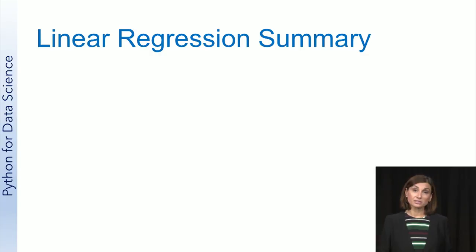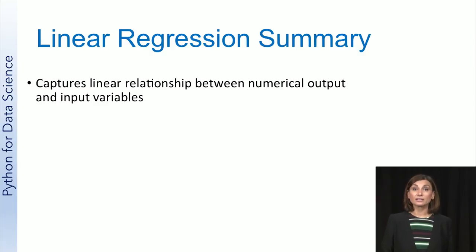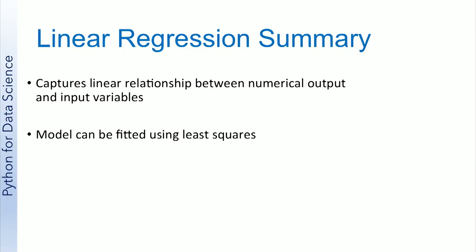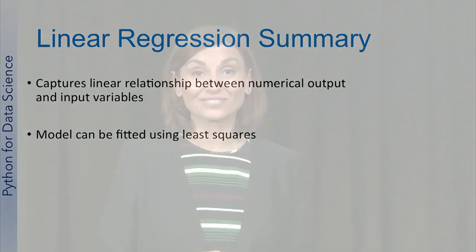To summarize, the linear regression captures the linear relationships between a numerical output and the input variables. The least squares method can be used to build a linear regression model by finding the best fitting line through the samples. Let's now switch to live coding to see linear regression in action.